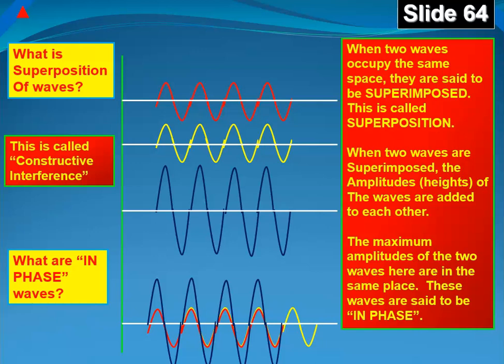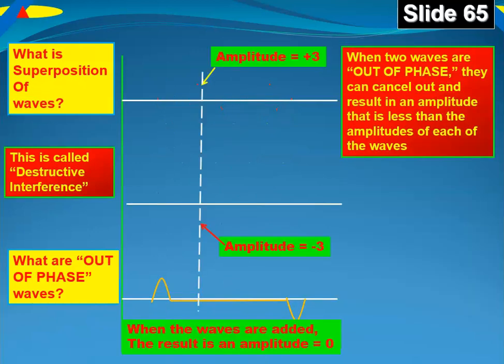The next point is a similar point. It's really the same point, but it's, in a way, a little more interesting. When two waves are out of phase, like these two, they cancel out and result in amplitude that is less than the amplitudes of each of the waves. So if you look at the white dashed line, it's going through the crest of the red wave, but it's going through the trough of the yellow wave.